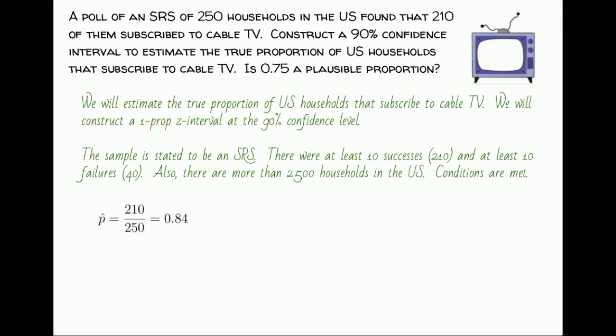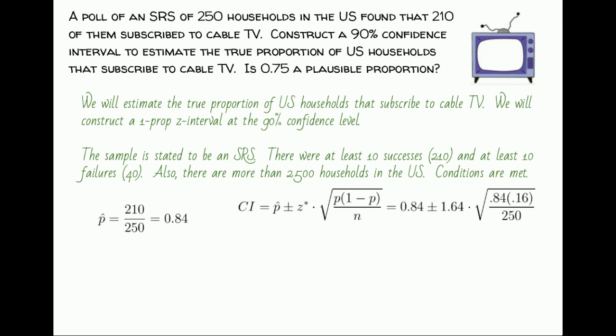The first one is our point estimate. So 210 out of 250 gives us a point estimate, a sample proportion of 0.84. The next thing we'll do is calculate our confidence interval. The formula here is that the confidence interval is equal to our point estimate plus or minus the critical value times the standard deviation. The critical value is z star, the number of standard deviations away we need to go in the normal curve to encompass 90% of the statistics, and that's 1.64.